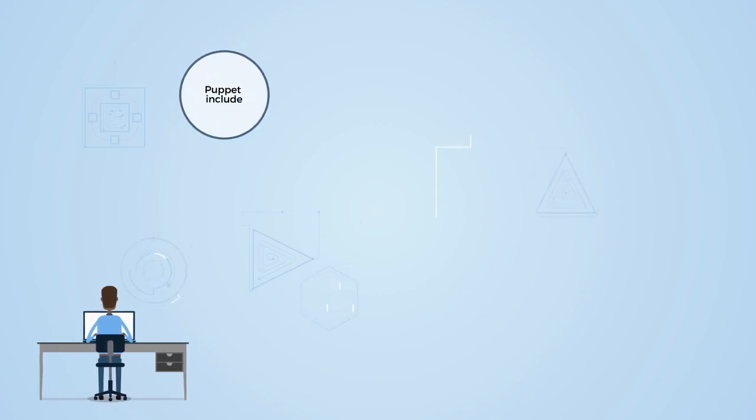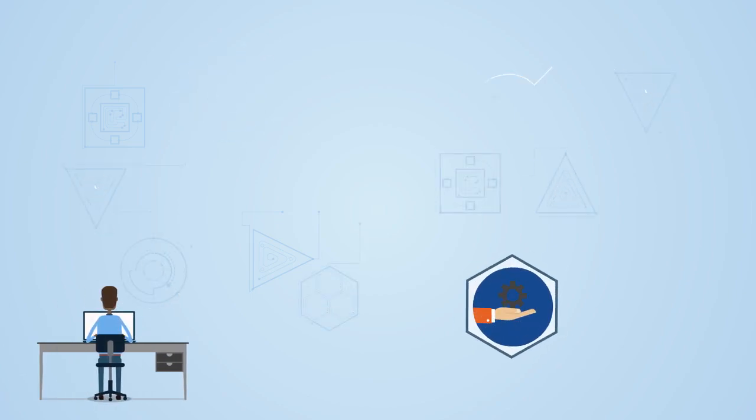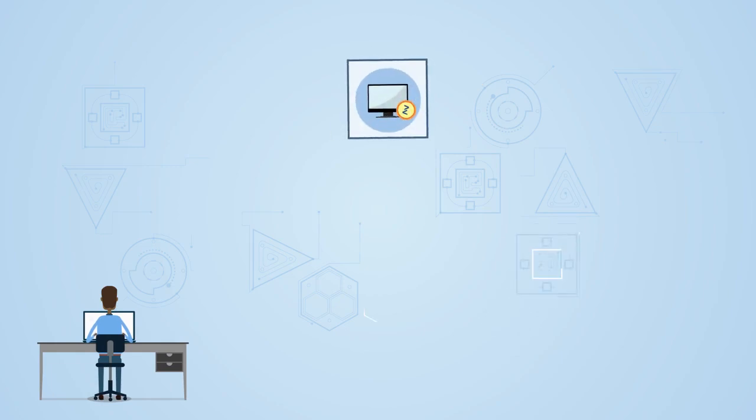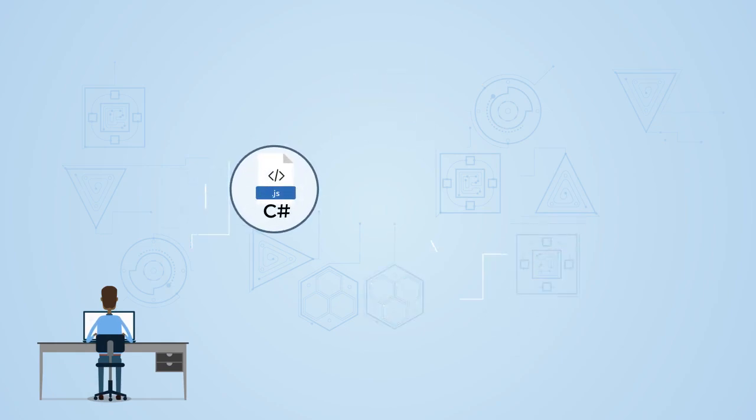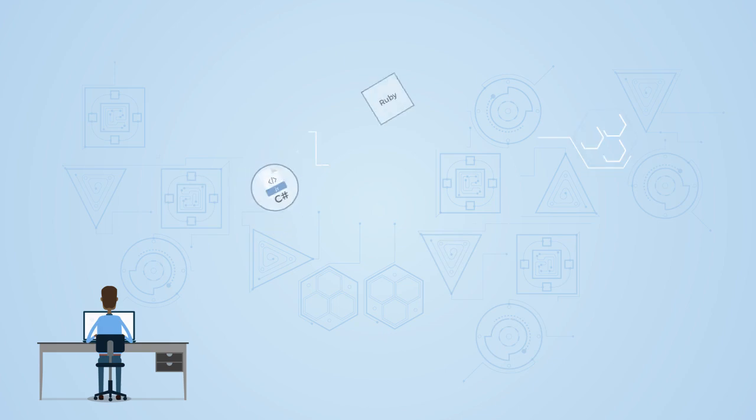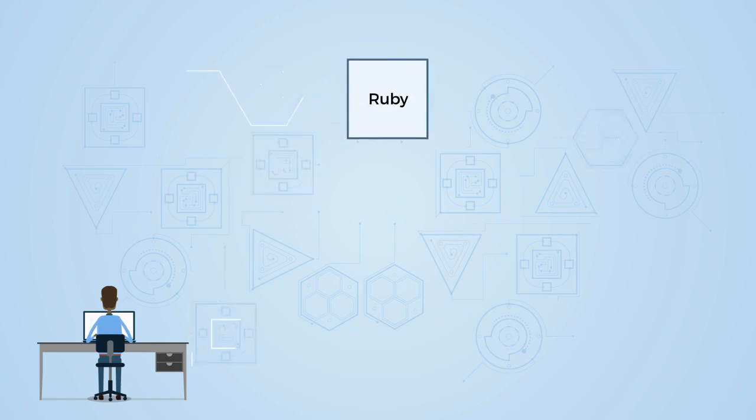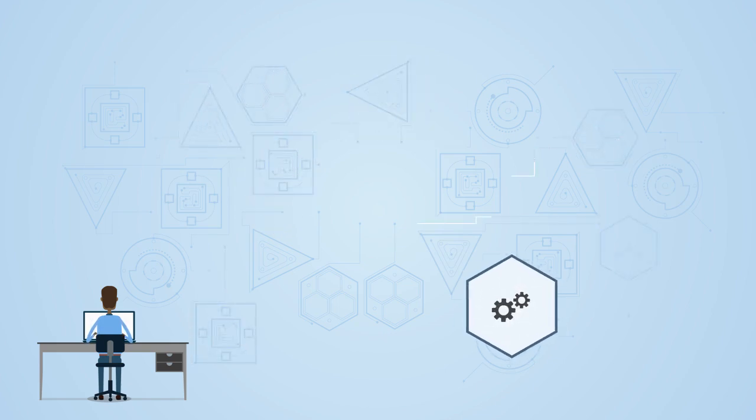In this video, we're going to talk about the Puppet include function. Now, Puppet supports functions just like any other programming language, such as Java or C#. The base development language of Puppet is Ruby. So to do any kind of functions in Puppet, it's helpful to know some Ruby, at least a little bit of Ruby.